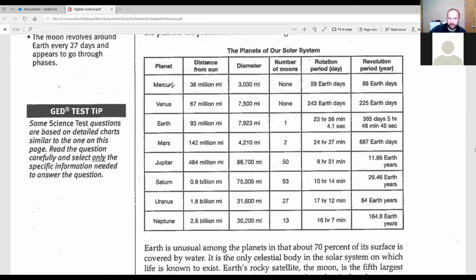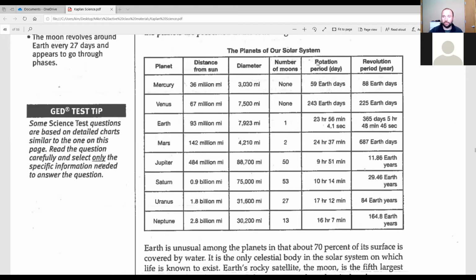Now, let's look at the other inner planets. So we start with Mercury. Mercury is 36 million miles from the sun, so the closest by far. So 93 versus 36. It's the smallest planet, 3,000 miles across, and it has no moons. So think about that. Partly, that's due to the fact that it's close to the sun, and the sun's gravitational pull is so great, it's going to take away any opportunity for moons. And also, Mercury's mass is small, the smallest of the planets, so therefore its gravitational pull is the weakest. It has no moons for both of those reasons.